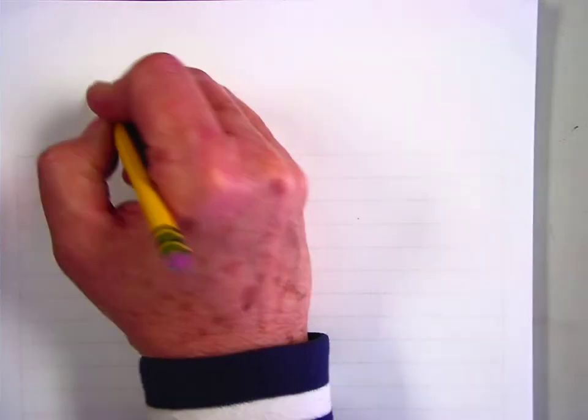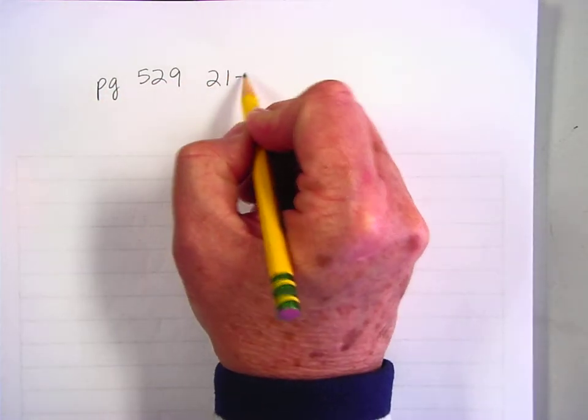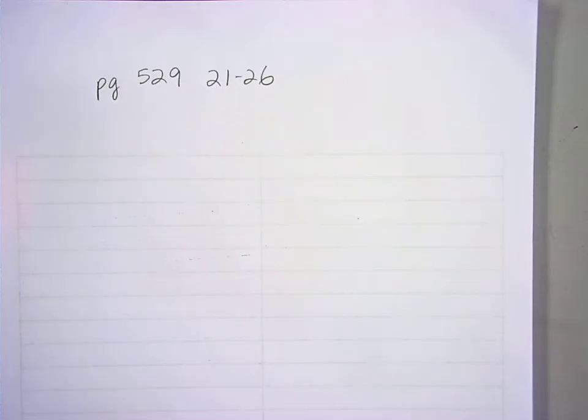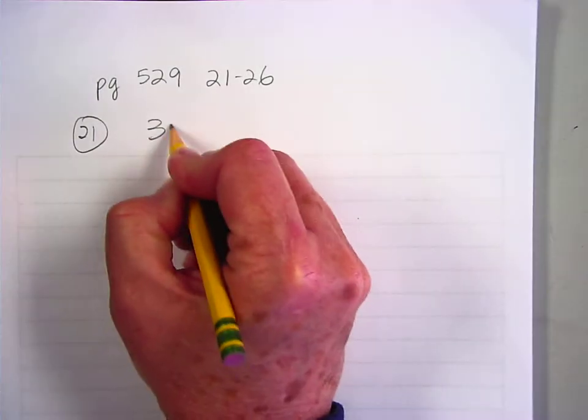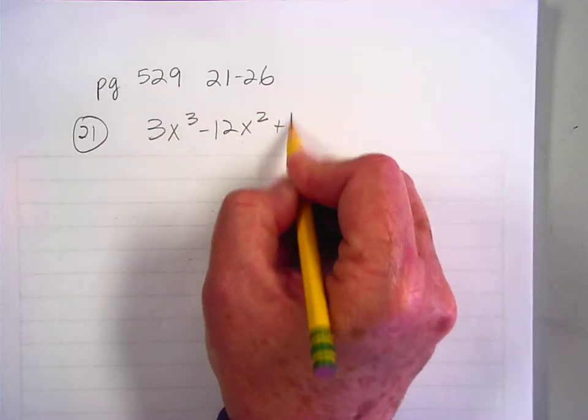Okay, we're going to do tonight's homework, which is found in the textbook on page 529, and we're going to do number 21 through 26. And I'm going to go fast. Okay, number 21 is 3x cubed minus 12x squared plus 12x.